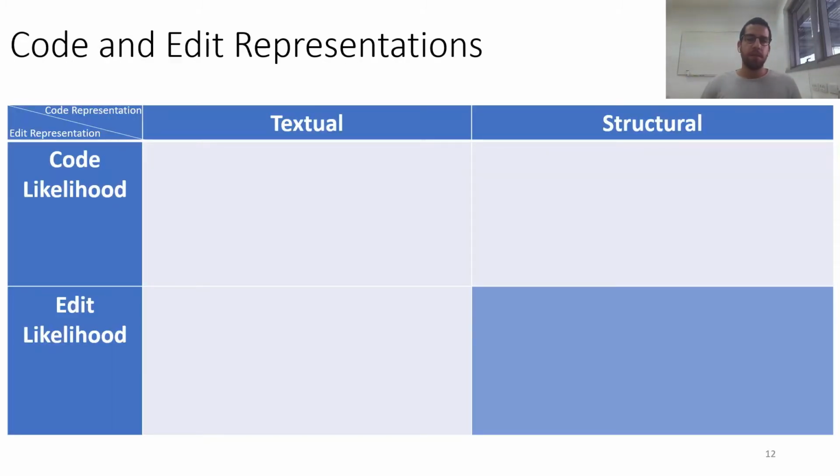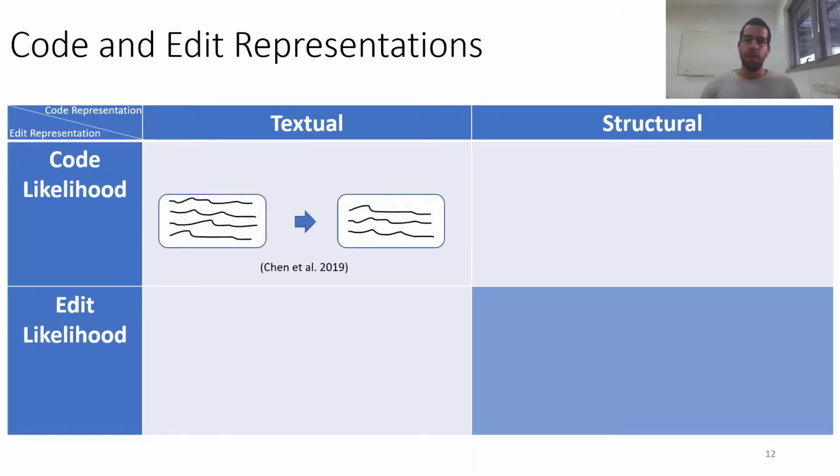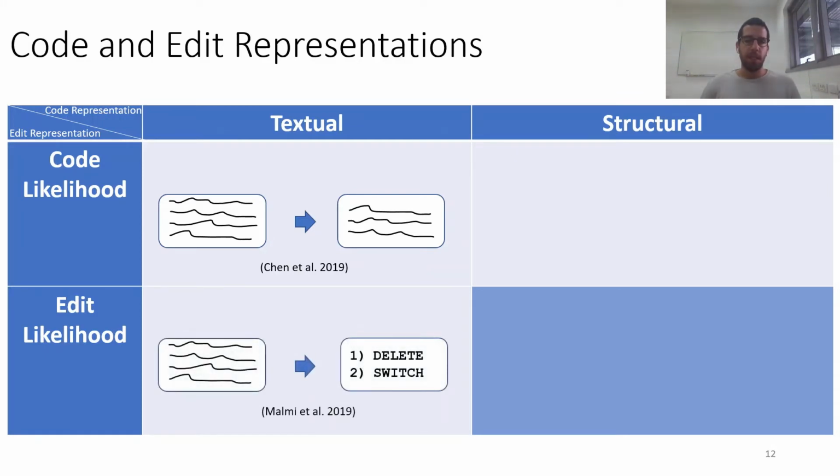This table summarizes the two dimensions we talked about in the last two slides. By combining code representation and edit representation, we get four different approaches for solving tasks like edit completion. In textual representation and code likelihood, the input is in the form of text, and the output is the whole code after the edit in textual representation as well. In textual representation and edit likelihood, the input is text, and the output is a list of textual edit operations that can be used to transform the code before the edit to the code after the edit.